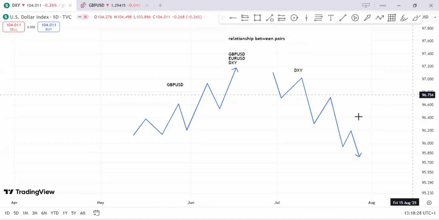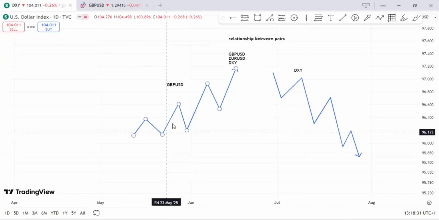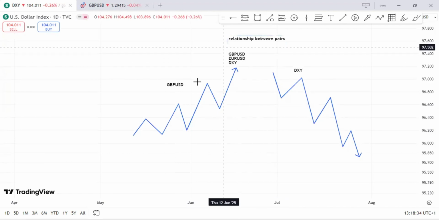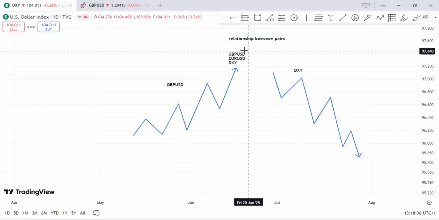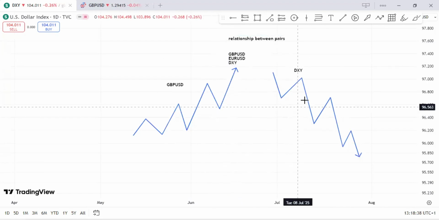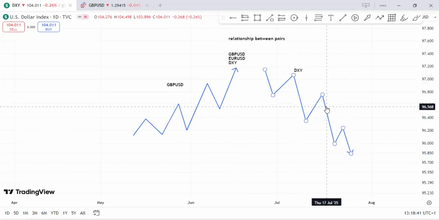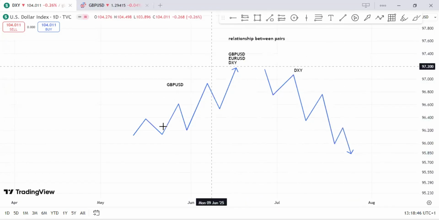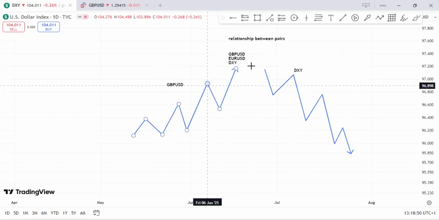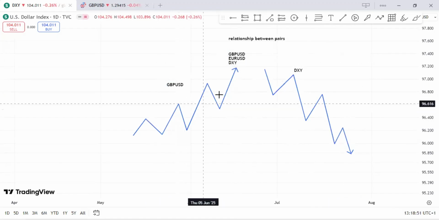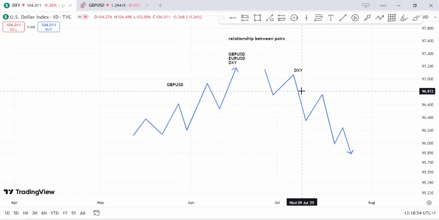Whenever you want to pick a pair to trade, you should make sure that you understand the relationship between the pairs that you are trading. That's one mistake that a lot of people make. So this is one pair that you should pay attention to. Anytime GBPUSD or EURUSD is going up, you tend to see that the DXY is coming down.